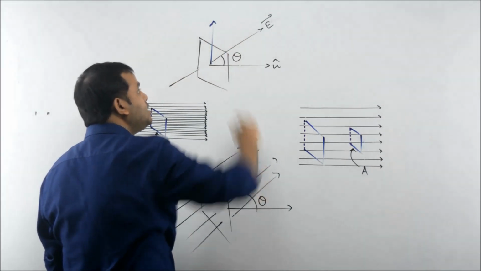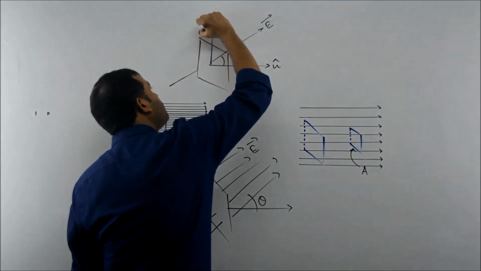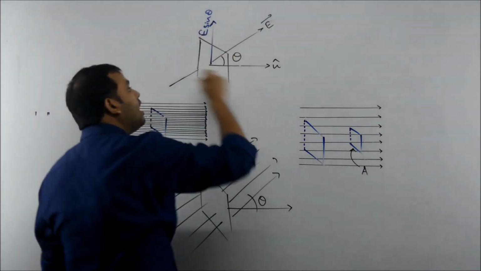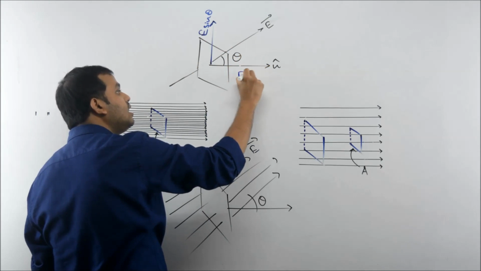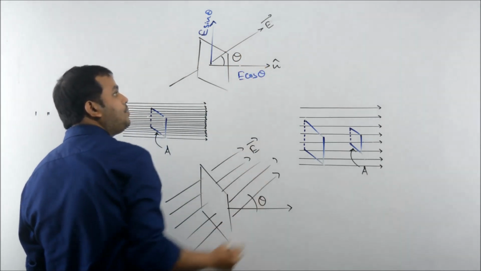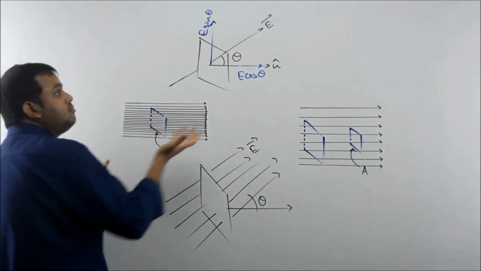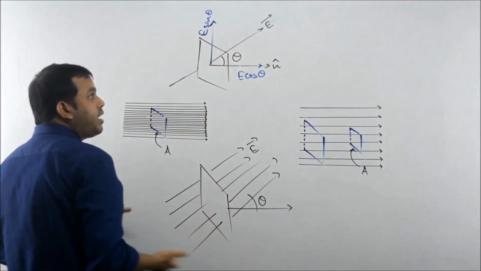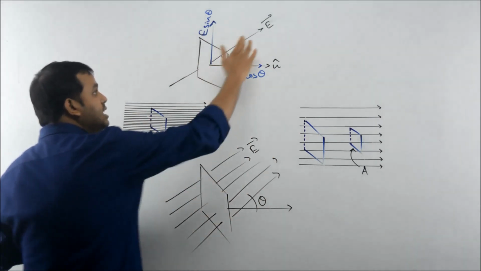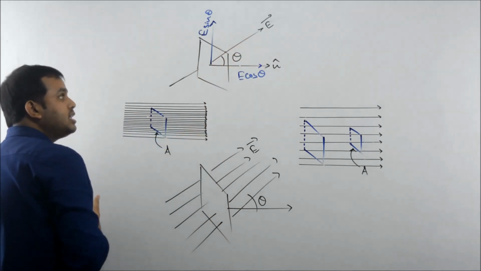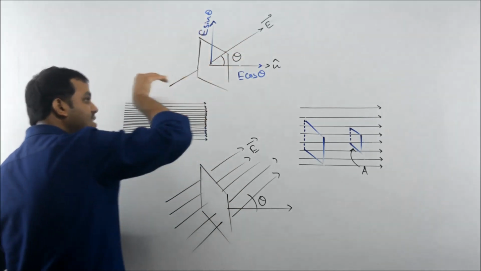In this direction it will be E sin theta and in this direction it is E cos theta. Clear, students? So I have broken, or you can say I have resolved this electric field into two rectangular components. One is E sin theta, another is E cos theta.